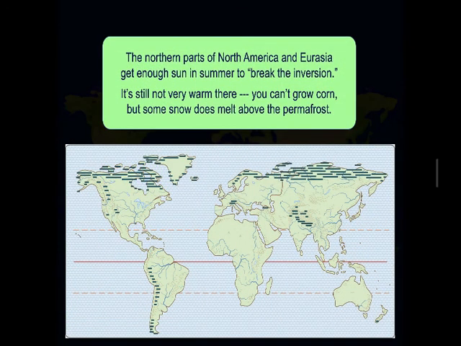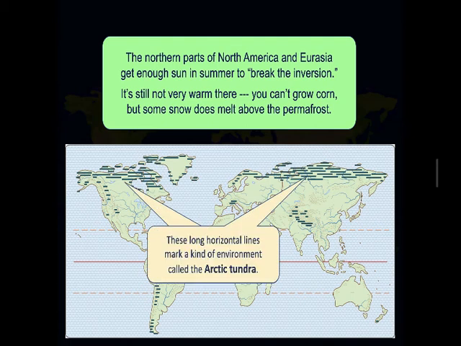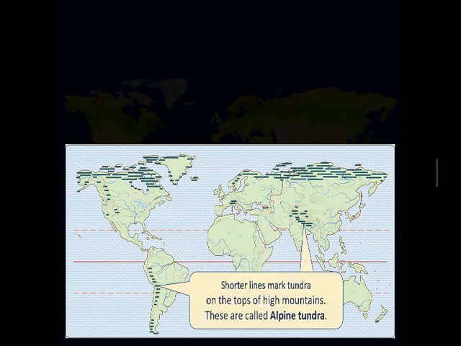The northern parts of North America and Eurasia get enough sun in the summer to break the inversion. It's still not very warm there. You can't grow corn, but some snow does melt above the permafrost. The long horizontal lines on this map mark a kind of environment called the Arctic tundra. Shorter lines mark tundra on the tops of high mountains. These are called alpine tundra.